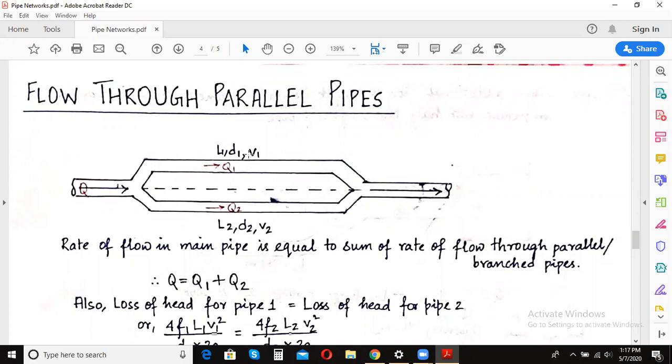So here on the screen you can see a figure. In this figure we have a single pipe through which flow is taking place, and this pipe is getting branched into two parallel pipes. This is one parallel pipe and this is the other parallel pipe. Then after a certain distance, these two parallel pipes join together and form again the single pipe. Initially, through this single pipe, the discharge of flow is given as capital Q.